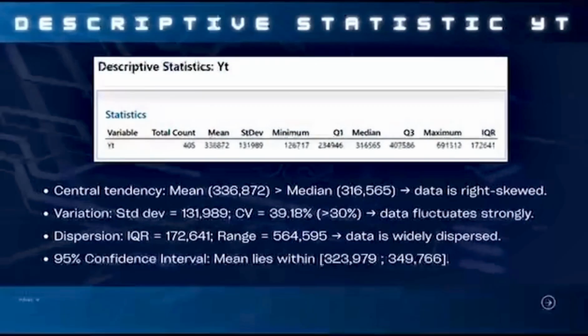And here are descriptive statistics for our sales variable. First, the mean is greater than the median, which indicates our data is right-skewed. And second, the standard deviation is high and the coefficient of variation is over 39%, meaning the data fluctuates strongly. And finally, the range is very large, showing that the data is widely dispersed.